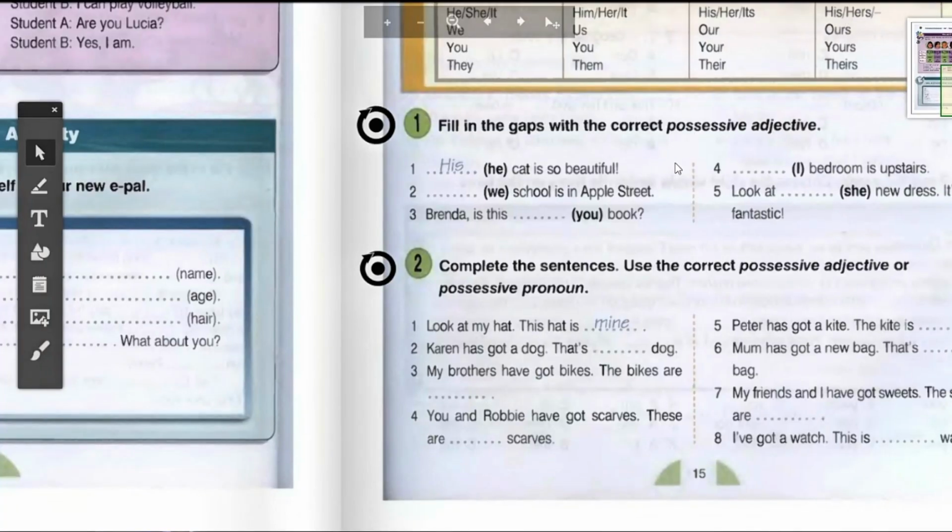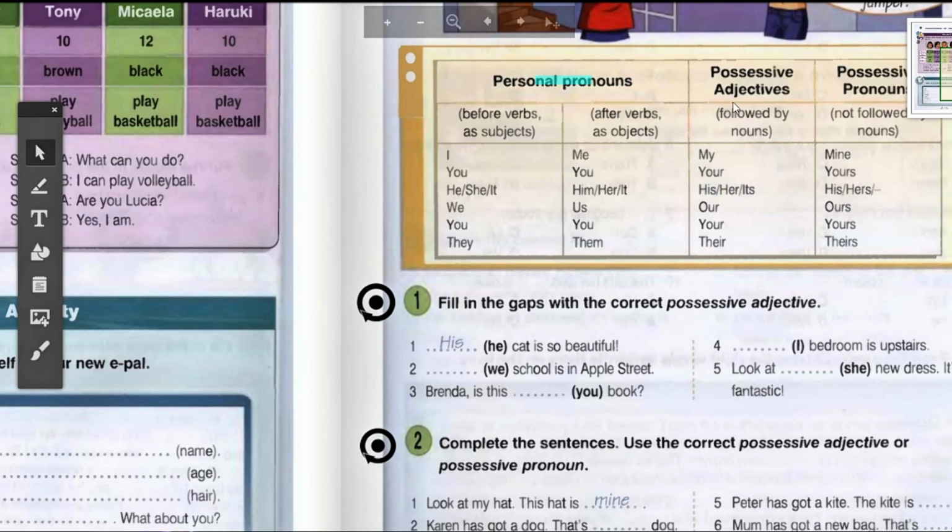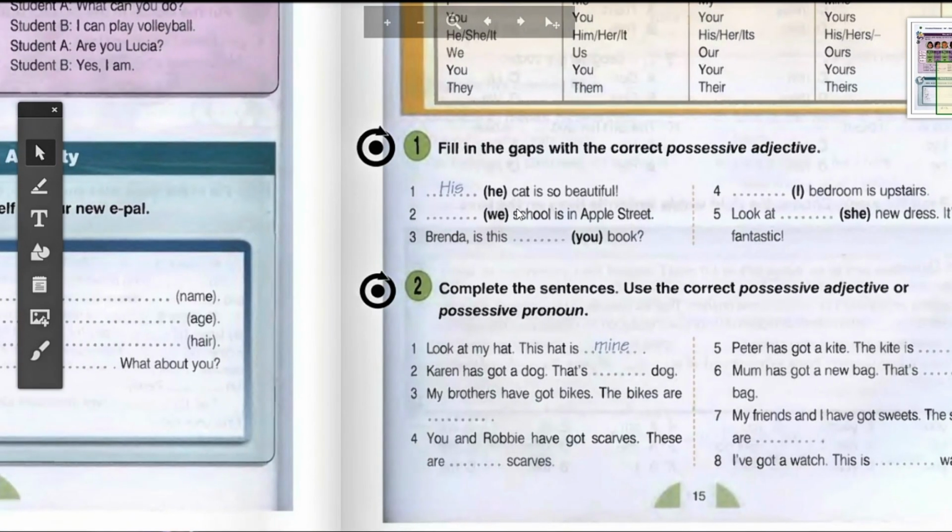Fill in the gaps with the correct possessive adjective. So let's look at this. His cat is so beautiful. The second one, you can see that we have here we. School is in Apple Street. We know that we need to use possessive adjectives followed by nouns and we have we. In this case, we need to use our. Yes. So we need to use our school is in Apple Street.